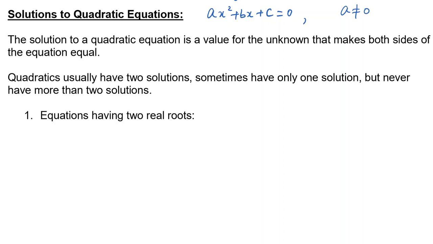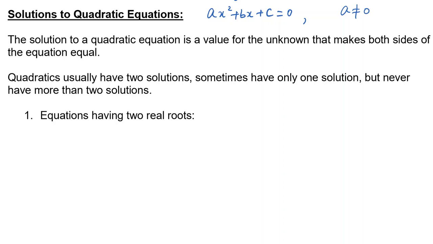Quadratic equations are of the form ax squared plus bx plus c equals 0, where a cannot be 0. So a quadratic equation has to have an x squared term. In order to solve quadratic equations, I will discuss two methods. The first method is solving by factoring, and the second one is using the quadratic formula.